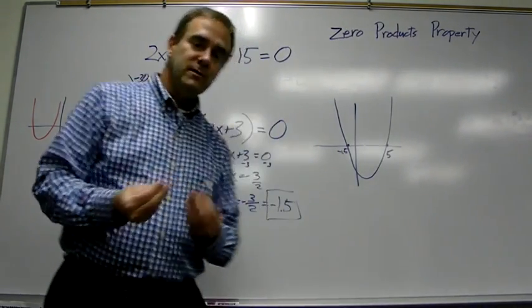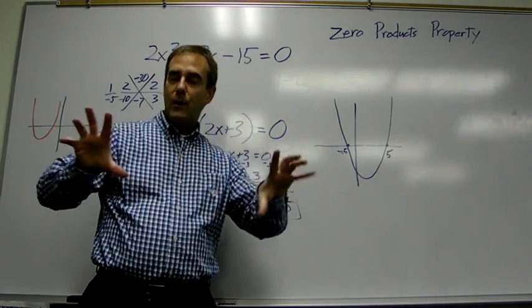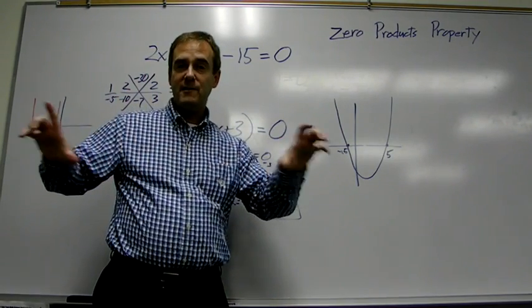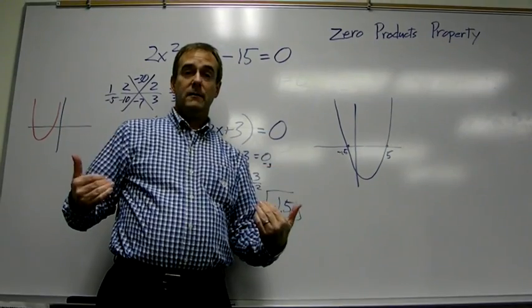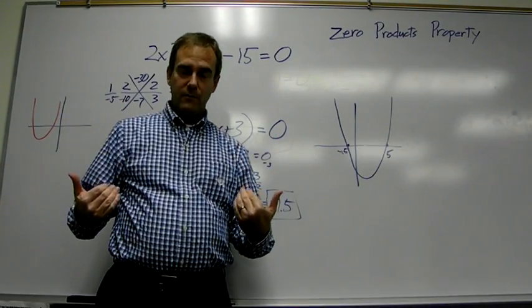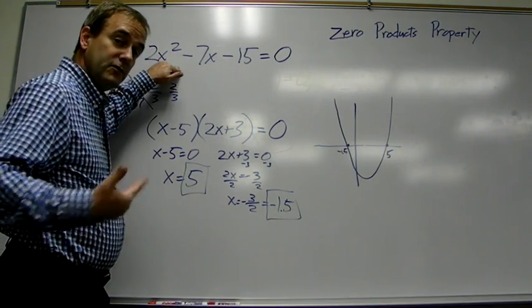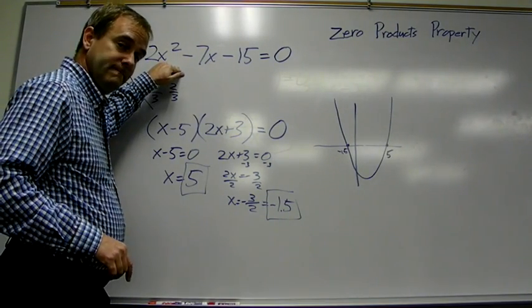Set your function equal to 0. Factor it apart, and then take each of the two factors and set them equal to 0. Solve each one, and the solution to each one of those is one of the two solutions to your original quadratic, the two zeros to that function.